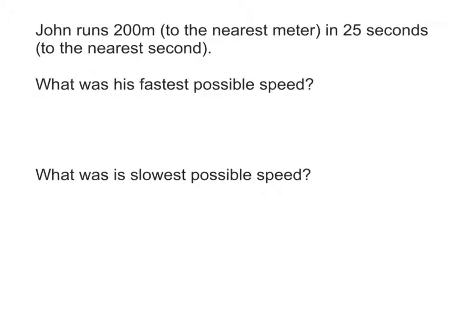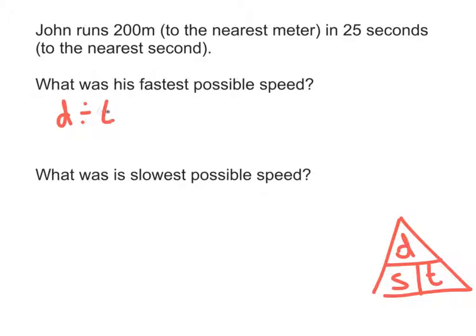John runs 200 metres to the nearest metre in 25 seconds to the nearest second. What is his fastest possible speed? So to find the biggest speed, that's the maximum speed we could do. Reminder, how do you find speed? Well, speed equals distance over time. So we are going to be doing distance divided by time. So on the fastest speed, we need to do the upper bound divided by the lower bound, because that will give you the maximum speed it could possibly reach.